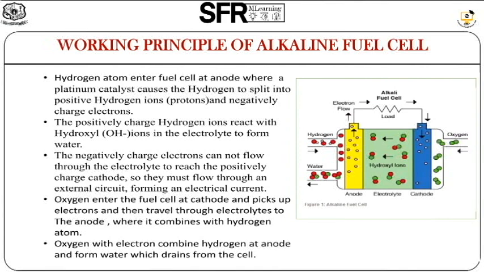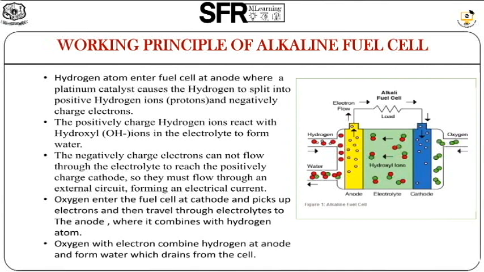The working principle of alkaline fuel cell. Hydrogen enters into the fuel cell at the anode where a platinum catalyst is present, which splits the hydrogen into positive hydrogen ions and negatively charged electrons. The positively charged hydrogen ions react with the hydroxyl ions in the electrolyte to form water. The negatively charged electrons cannot flow through the electrolyte to reach the positively charged cathode, so they must flow through an external circuit forming an electrical current.